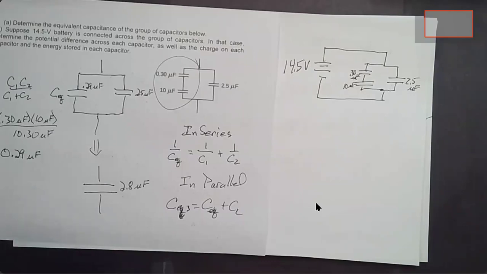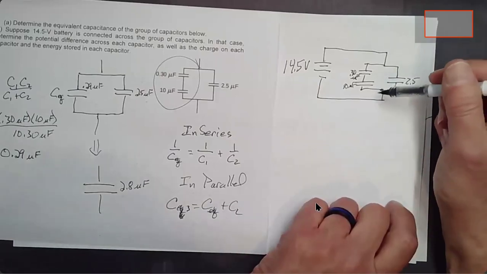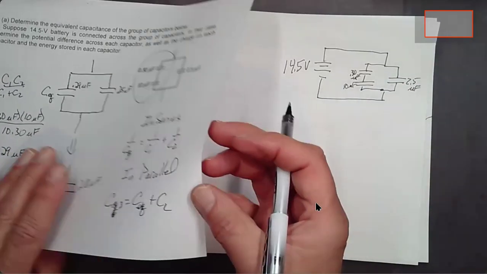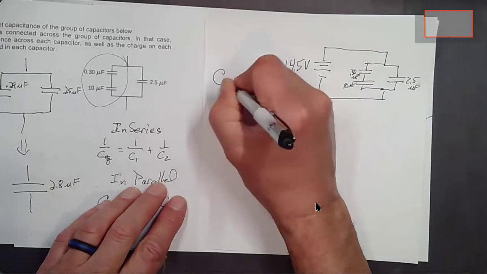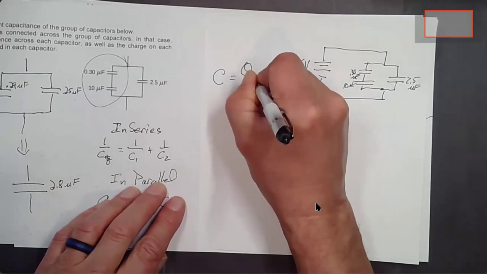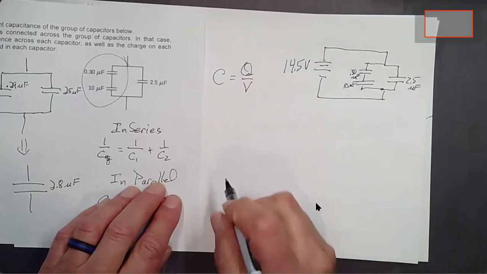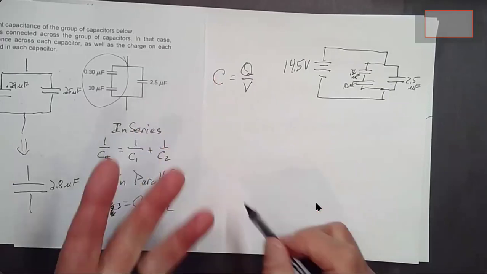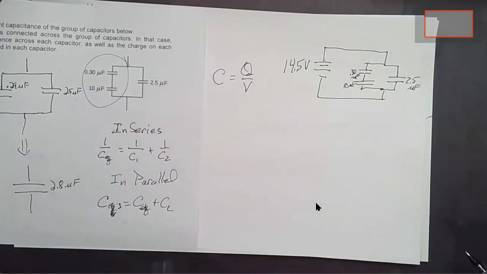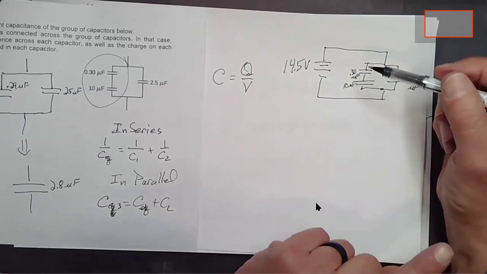Well, this is a lot of work. However, if I can get the potential difference, I can find the energy stored in each capacitor, and if I know the potential difference, I can get the charge easily too, because one of my relationships for capacitance is that the capacitance is equal to the charge on it divided by the potential difference across it. So when we figure out these potential differences, we can easily figure out the charge and then the other stuff.